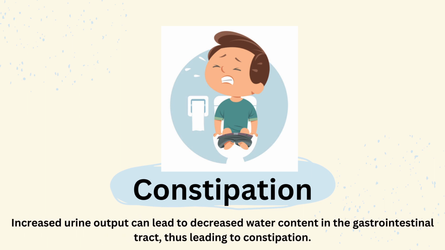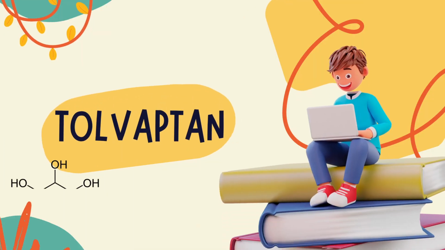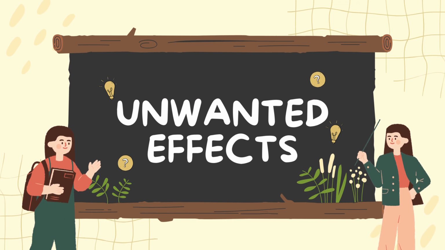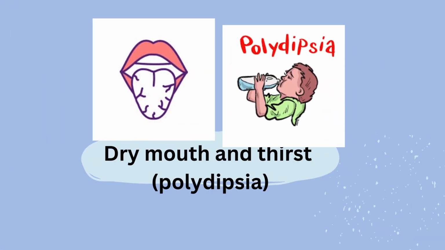Dehydration caused by increased urine output can lead to decreased water content in the gastrointestinal tract, resulting in harder stools and difficulty passing them, thus leading to constipation. Next, we have tolvaptan. The unwanted effects are such as dry mouth and thirst, polydipsia.